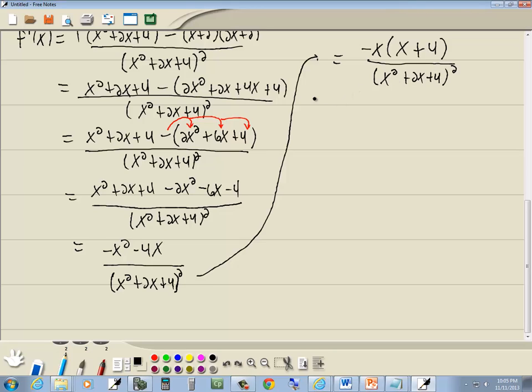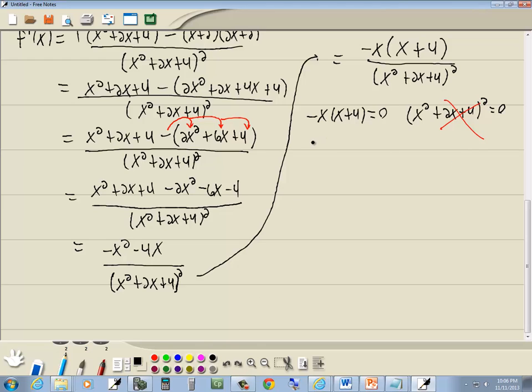Now we're ready to find our critical values. So you set your top part equal to 0, so I got negative x times x plus 4 equal to 0, and set your bottom part, x squared plus 2x plus 4 squared, equal to 0. Well, on the right side here, if I drop the squared, we've already tried to solve this two other times. x squared plus 2x plus 4 can't be solved. So we'll drop that one.